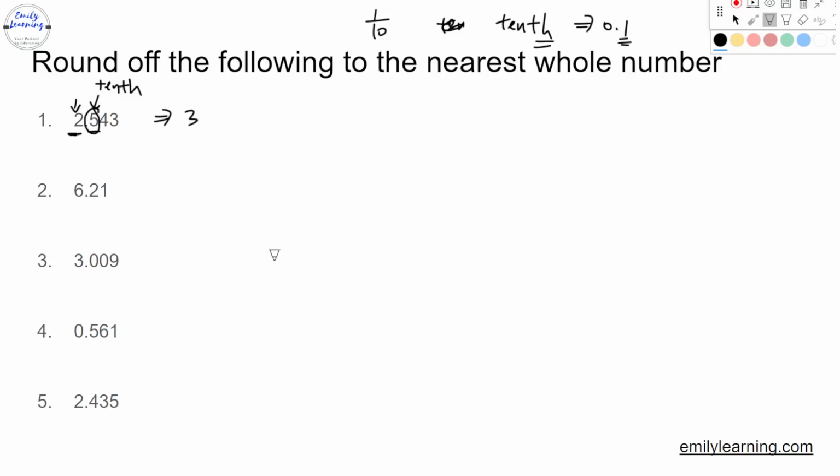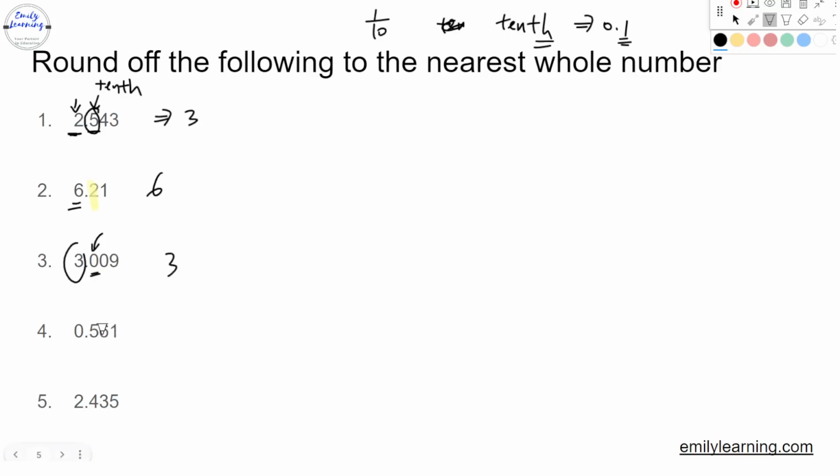Next, let's round off 6.21 to the nearest whole number. So to round it off to the nearest whole number, we will check the 10th place, which is 2. So 2 is lesser than 5. So we will round down. So in other words, we'll keep the ones, which is 6. Okay, 3.009. The 10th place is 0, which is lesser than 5. So we'll round down, or in other words, we just keep the number here, which is 3.